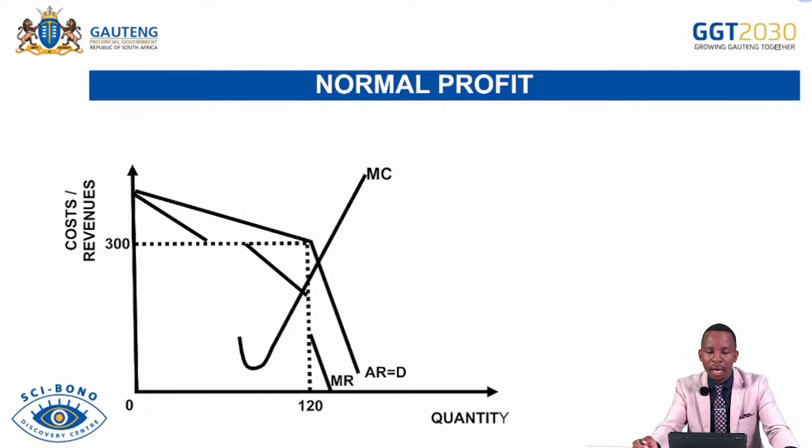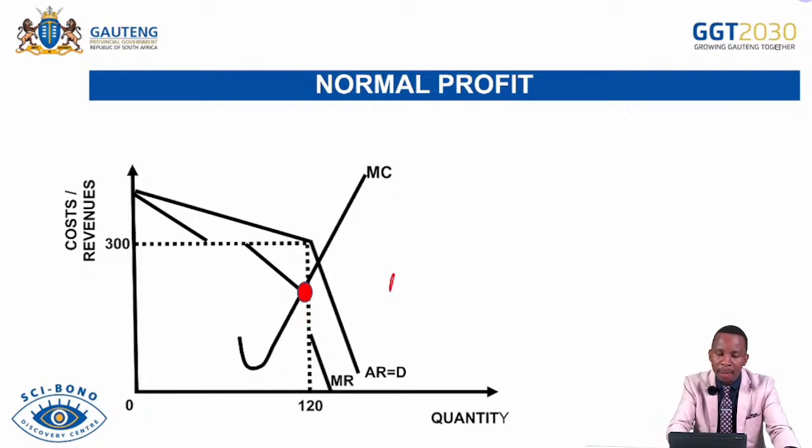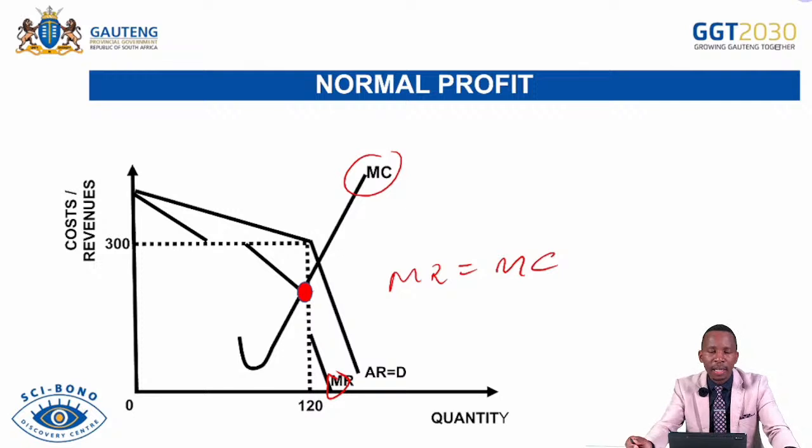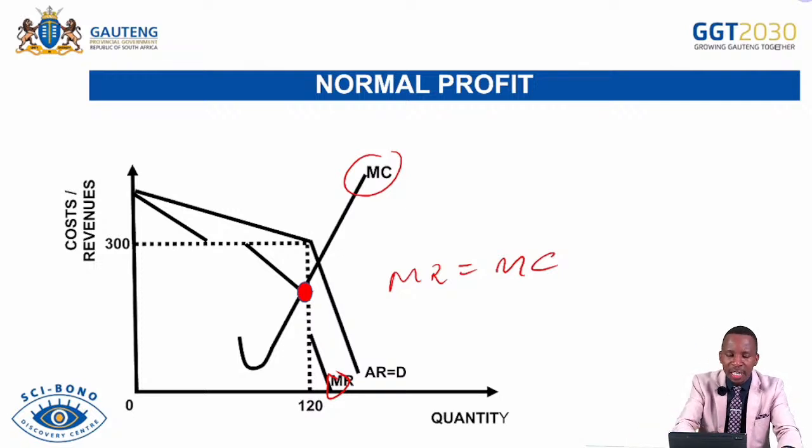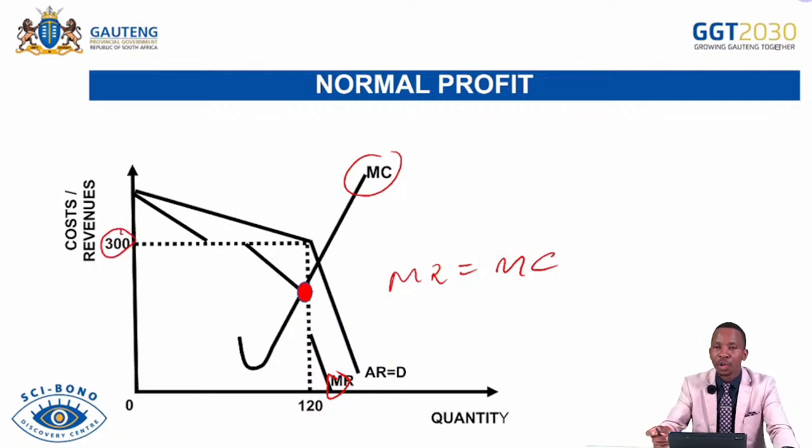So that is our marginal cost. And then the profit maximization point, where MR equals MC. So they are both equal at this point. And then let's see, you can see that our average revenue equals 300. So we will see where our costs are.